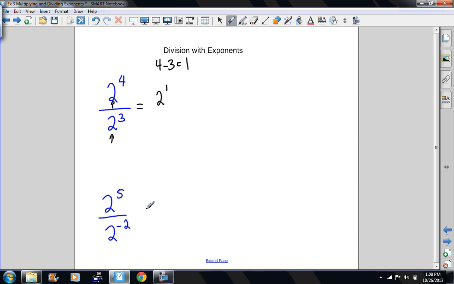Now, this is where it gets a little tricky. If we have a negative exponent on the bottom, we end up having 2 to the 5th minus negative 2. Minus a negative is the same as addition, so this ends up being 2 to the 7th.